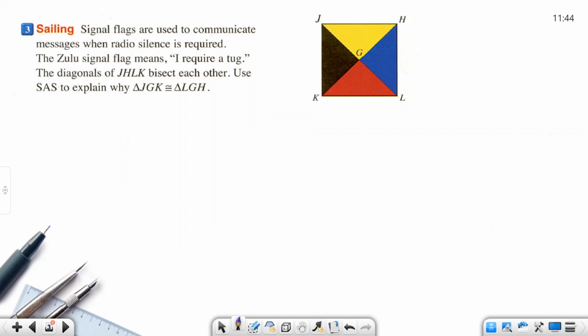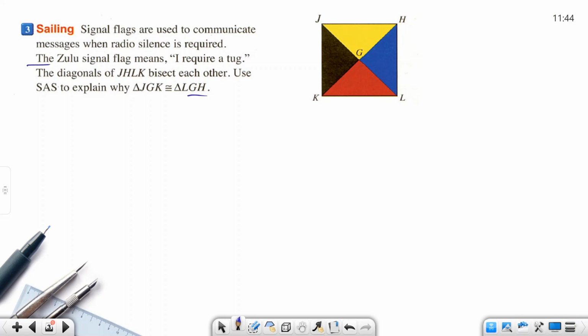Sailing signal flags are used to communicate messages when radio silence is required. The Zulu signal flag means I require a tug. So this is the story part, but let's see the mathematics part. Mathematics part starts from here and here.